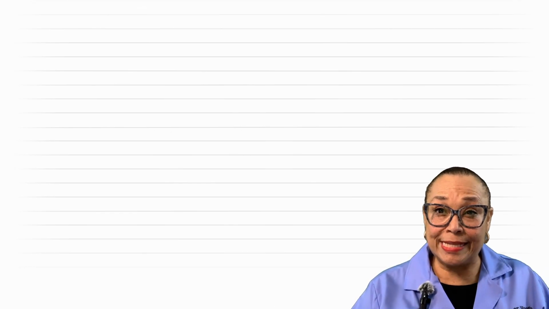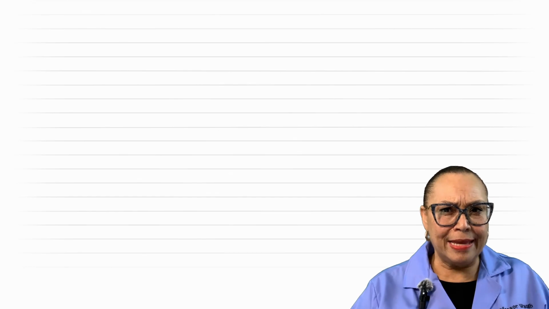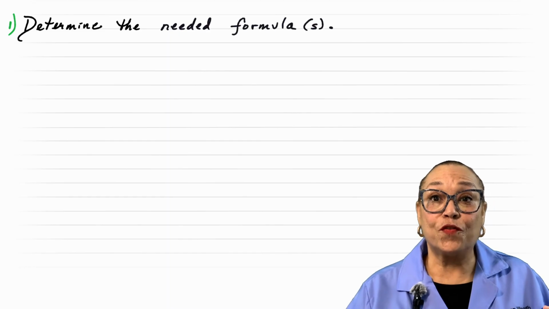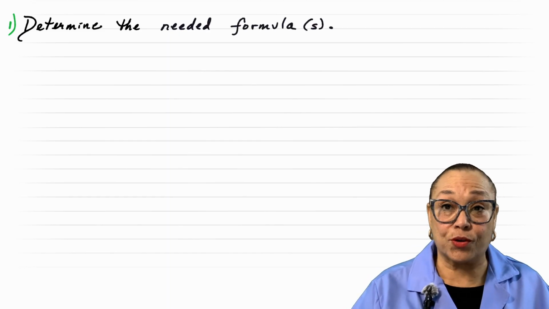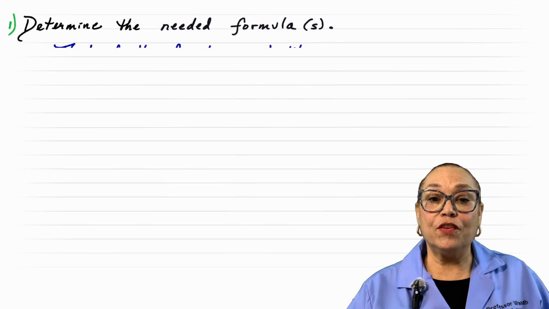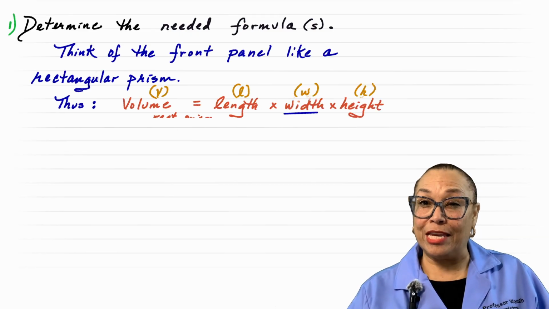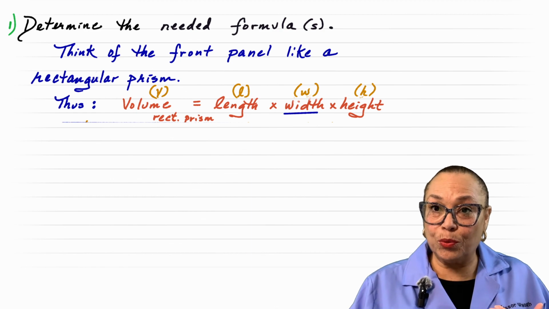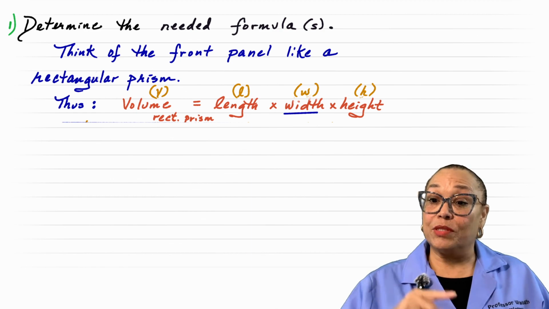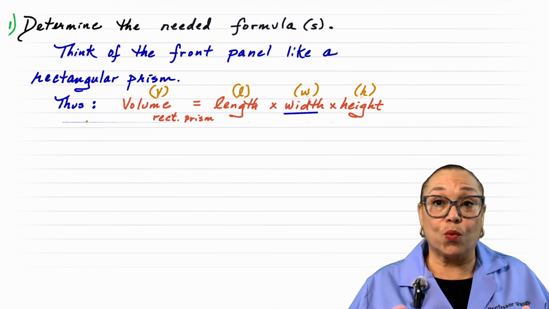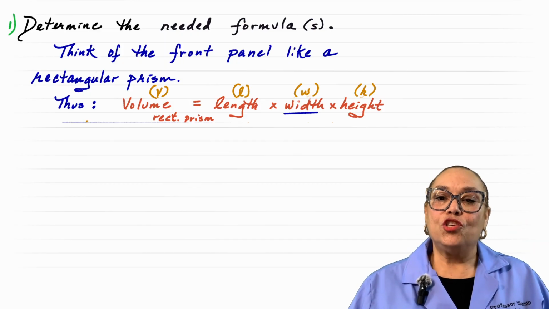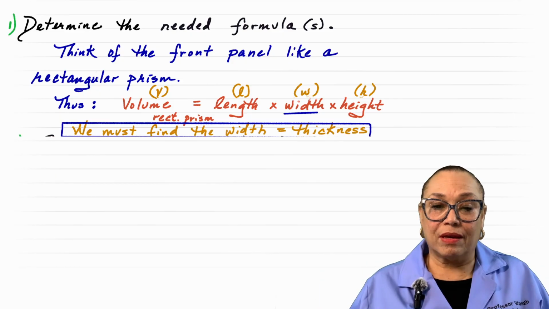Okay, I've written down things that we have to do. This is multi-step, and so you need to analyze the question and ask, how am I going to solve this problem? First thing you need to do is determine the formula or formulas that you're going to need. Think of the front panel like a rectangular prism. So I've written that out. The volume of a rectangular prism is the length times the width times the height. So we're looking for the width, the thickness of that paint. You must find the width.